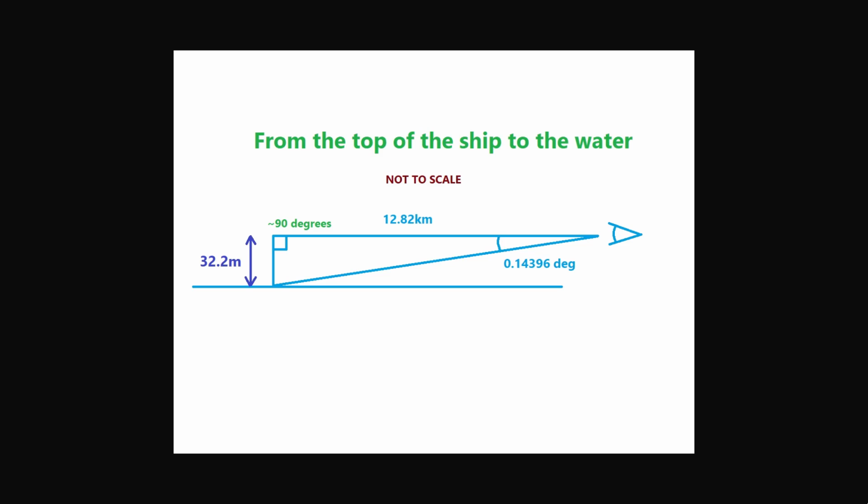And so from the top of the ship to the water, this is how it's calculated. Now, I've assumed that the angle is close to 90 degrees, and it is very close. It's not exactly 90 degrees, but that gives such a minuscule difference to the calculation of the height that it doesn't really matter. The angle is very small, and the 32.2 is accurate to that 1 decimal place.